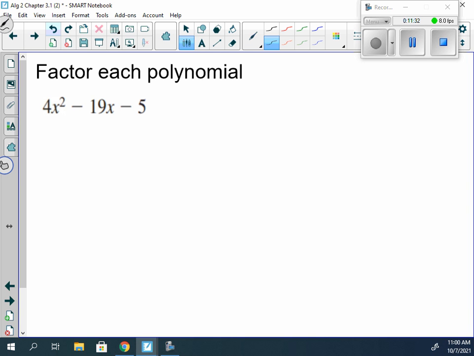Now, the whole process that we go through really isn't any different than what we did on the last one. Because again, our first step is to see if there's a greatest common factor. Is our greatest common factor between 4x squared, 19x, and 5? No. So we do 2 sets of parentheses with 3 spaces.